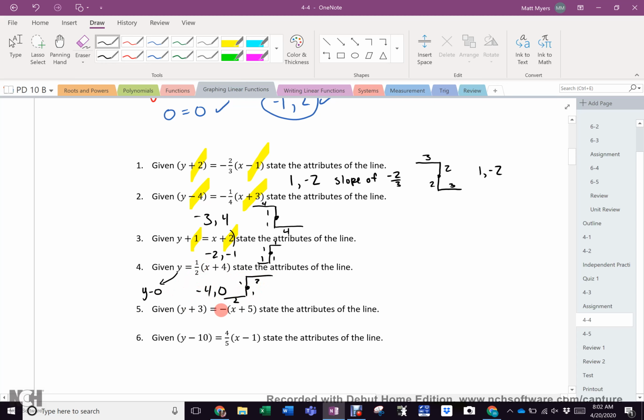What about this one? The point, negative 5, negative 3. Slope is negative 1. So up 1, left 1, down 1, right 1. And this last one is 1, 10. And I go up 4, right 5, down 4, left 5. Easy peasy lemon squeezy. You can tell how to graph a line just by looking at it.